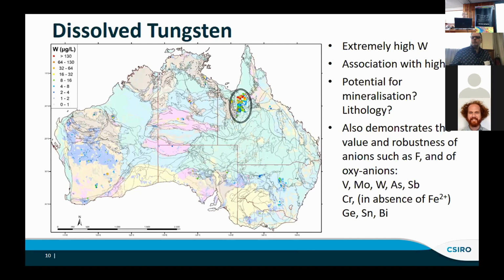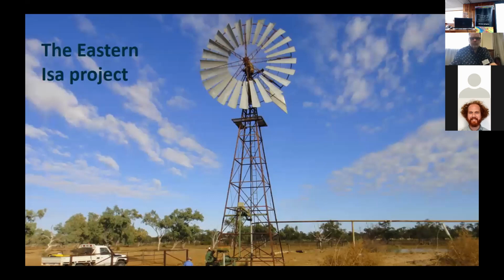And we have examples from New South Wales and Western Australia, where oxyanions hold things like vanadium, molybdenum, tungsten, arsenic, and antimony stable in solution, or germanium, tin, and bismuth, etc. So it's been shown that oxyanions are important to hold things in solution. In this case, in the East Isa database, we weren't sure, because of the isolated data, whether it's just because of the fluoride that it holds the tungsten in solution, or whether it's actually anomalous itself. With that, we launch into this East Isa project, and I'll show you.